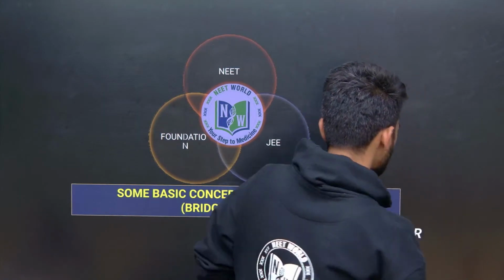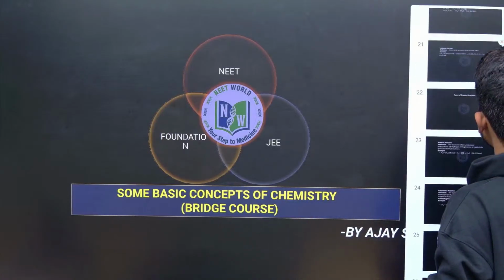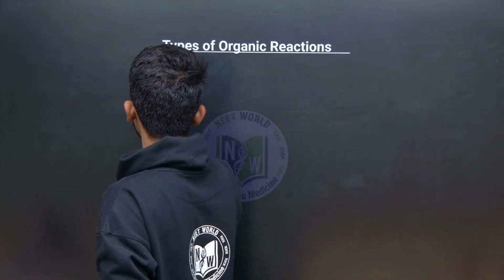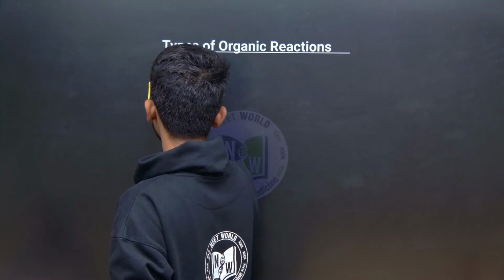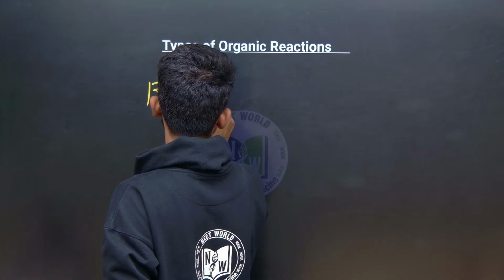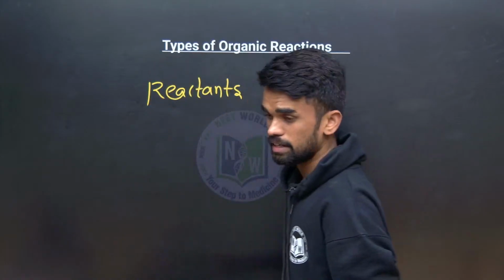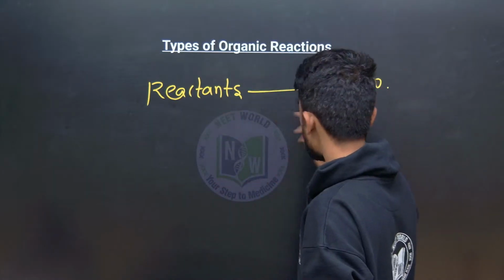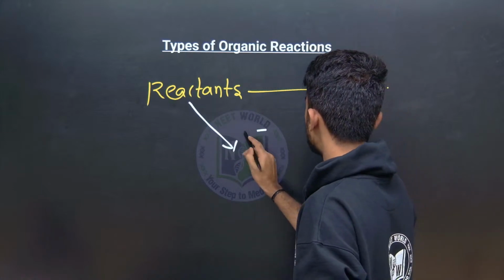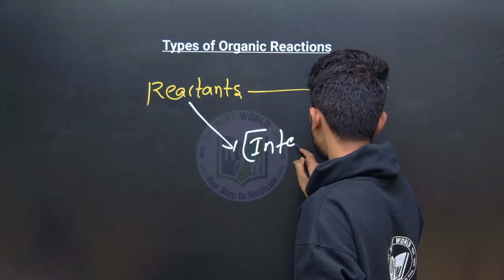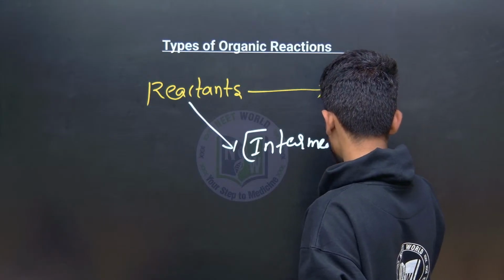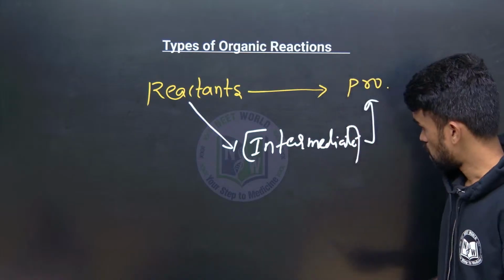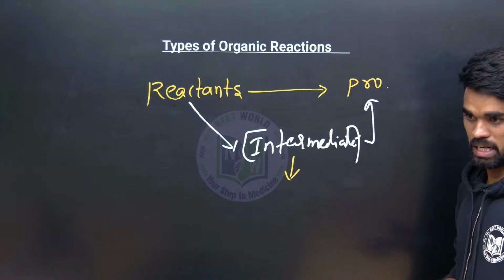Now let me go through yesterday's one. Tell me what we studied in the last class. The reactants will convert into products. During this transformation, intermediate formation takes place, right, and it will give us the product. So we need to know what these reactive intermediates are.